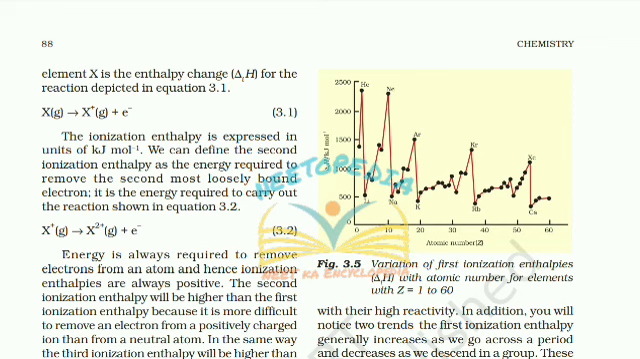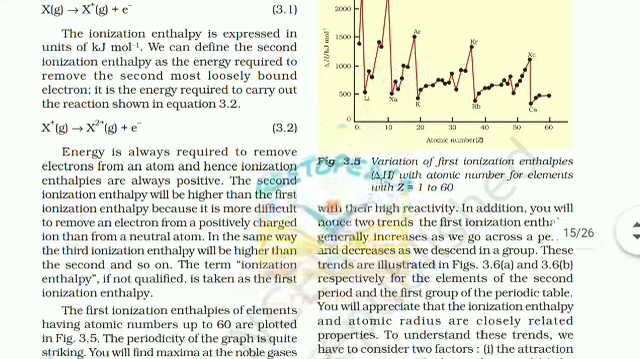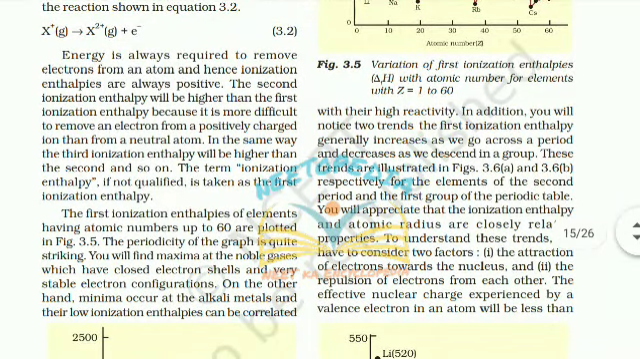We can define the second ionization enthalpy as the energy required to remove the second most loosely bound electron. It is the energy required to carry out the reaction shown in the equation 3.2. The energy is always required to remove electrons from an atom and hence ionization enthalpies are always positive. The second ionization enthalpy will be higher than the first ionization enthalpy because it is more difficult to remove an electron from a positively charged ion than from a neutral atom. In the same way, the third ionization enthalpy will be higher than the second and so on. When the term ionization enthalpy is not qualified, it is taken as the first ionization enthalpy.